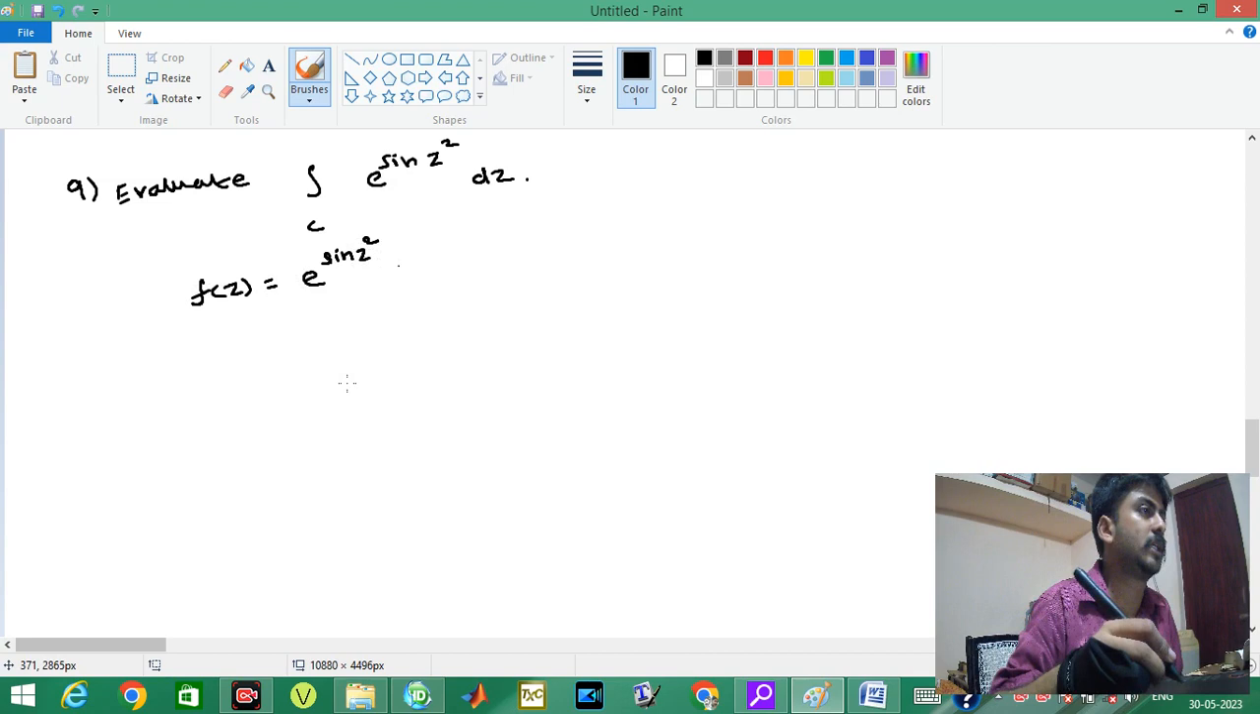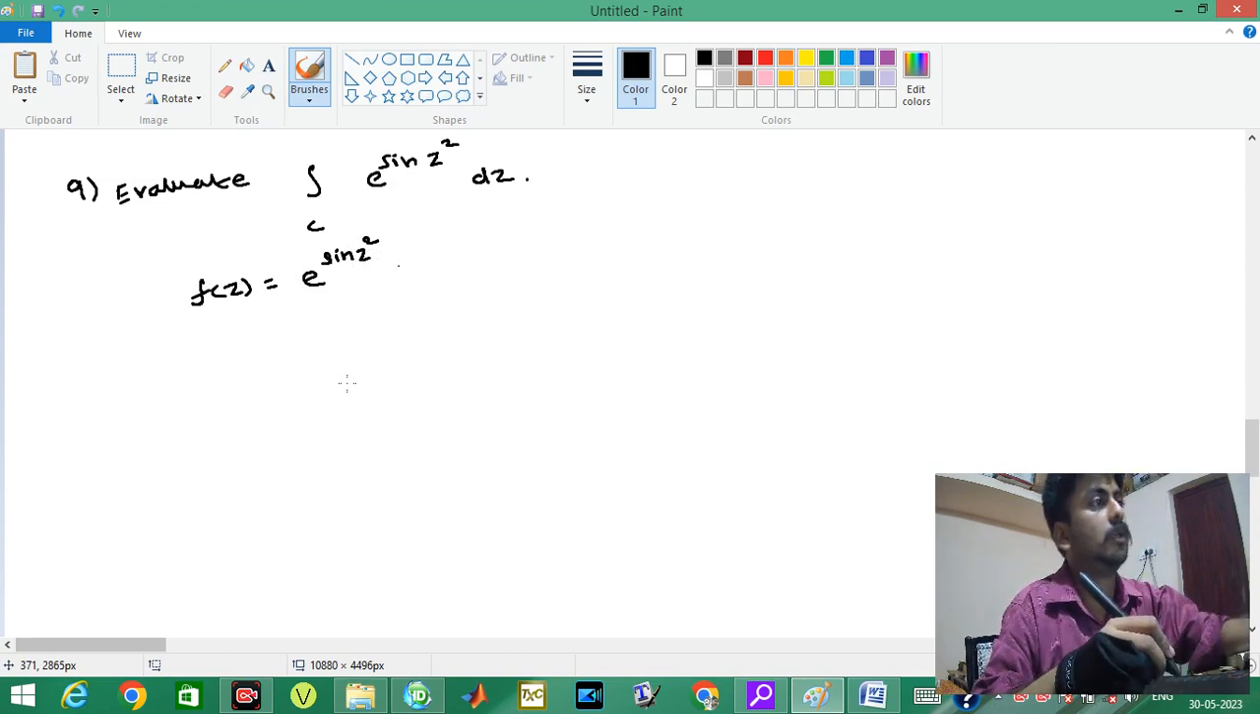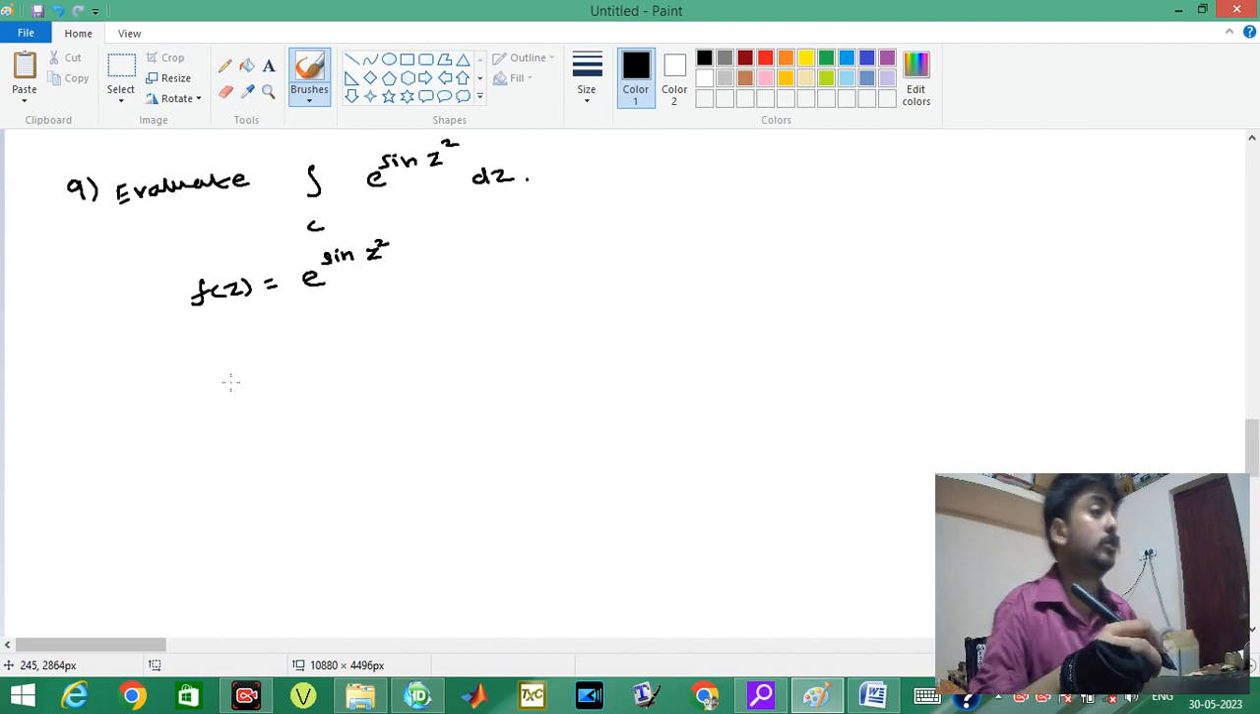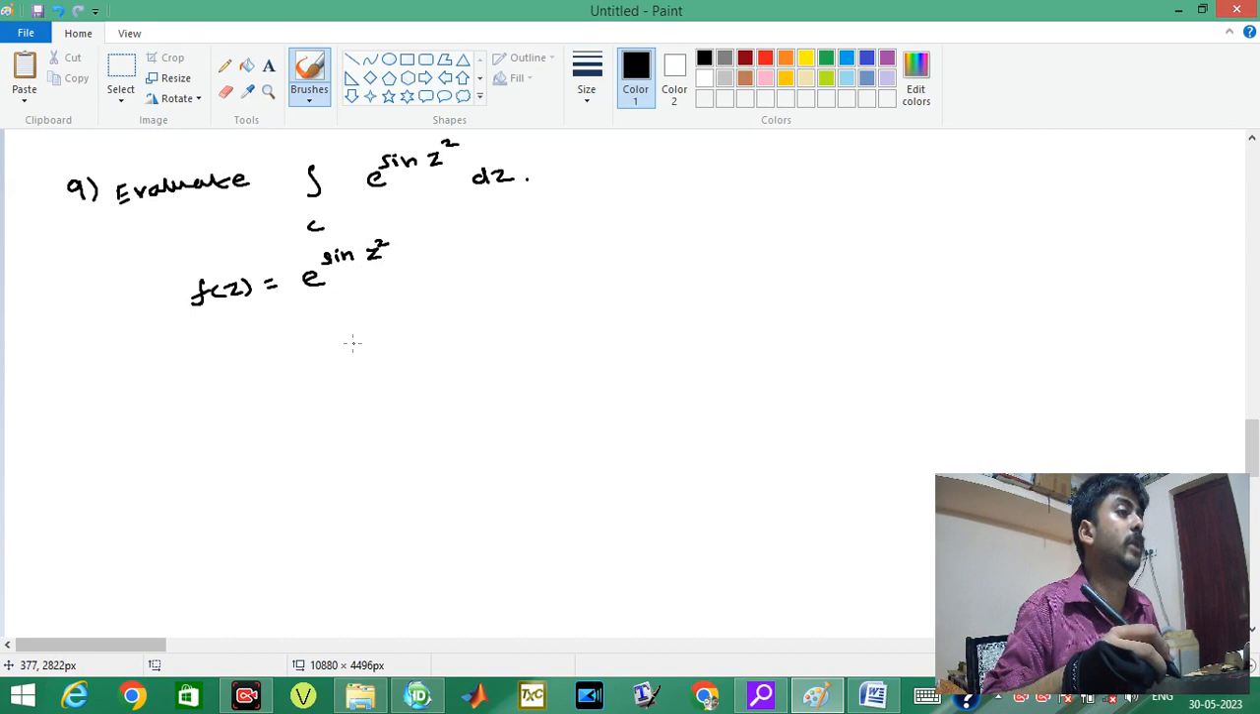Sine of z square, e power sine z square. There are so many processes behind this. This z square is x square plus y square. We have to do something here. But for 2 marks it is not going to explain all those things, but you have to write the conditions. So what is the condition? f of z is analytic inside and on C, and f of z is continuous.